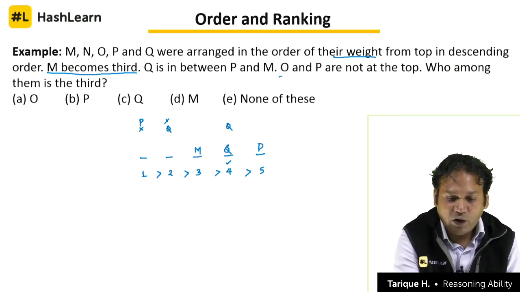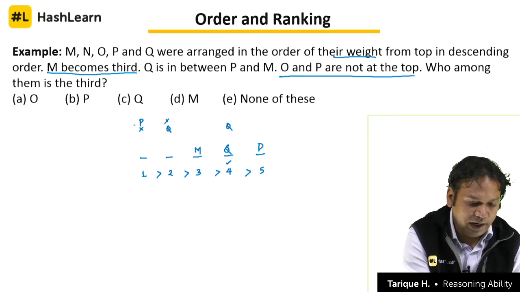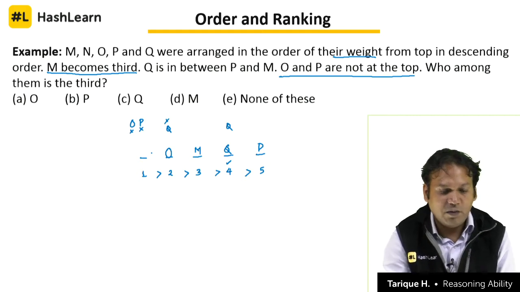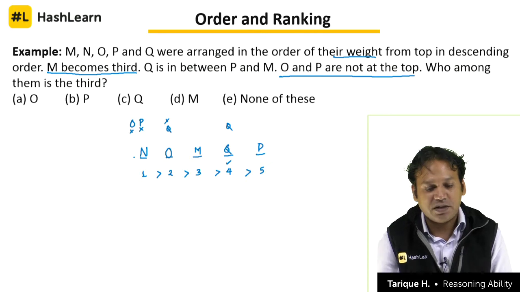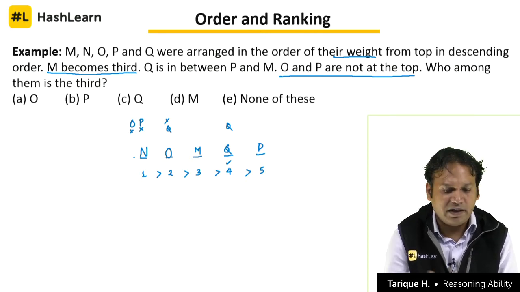O and P are not at the top, that means O cannot come in the first position. So, O will come here. So, what is left now? M, N, O, P, Q. So, N comes in the first position. Just look at the way we have solved it, more like an arrangement question.